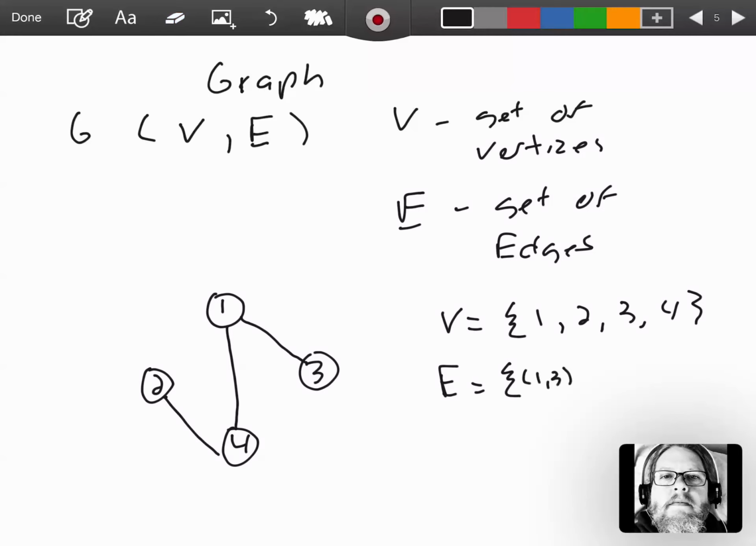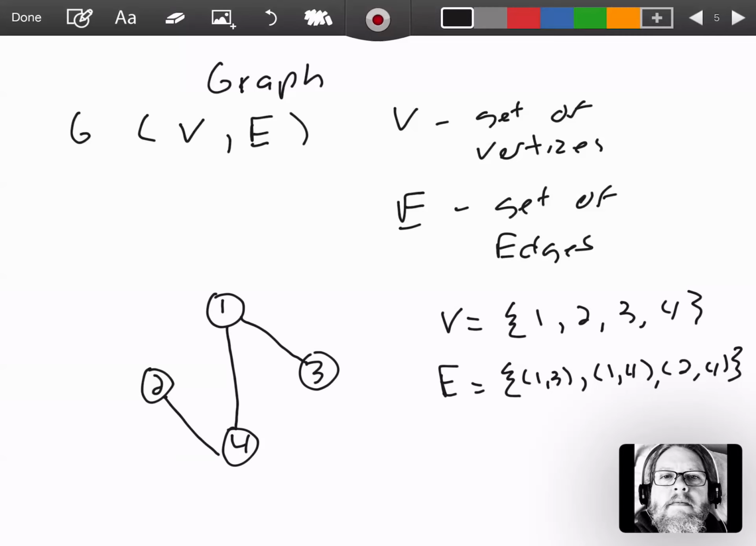I could just say the 1, 3 alone looks like a 13. Okay, so that is one edge. 1, 4 is an edge. Okay, and 2, 4 is an edge. Okay, so that's going to be the basic idea of the way we would look at a graph.